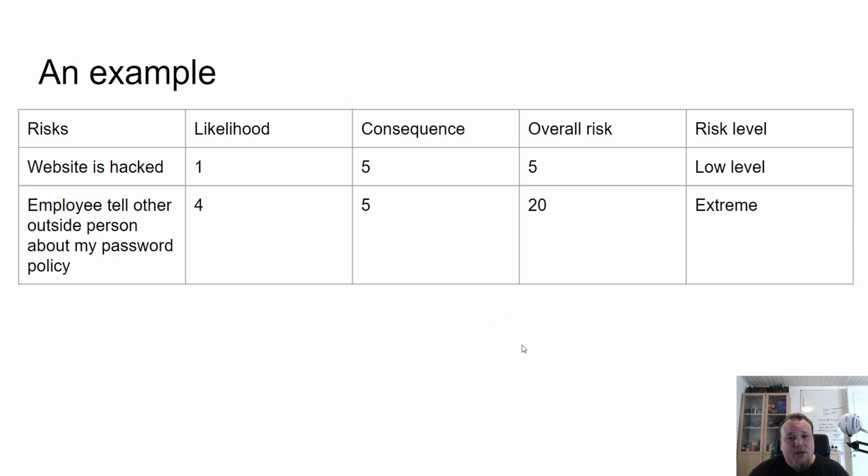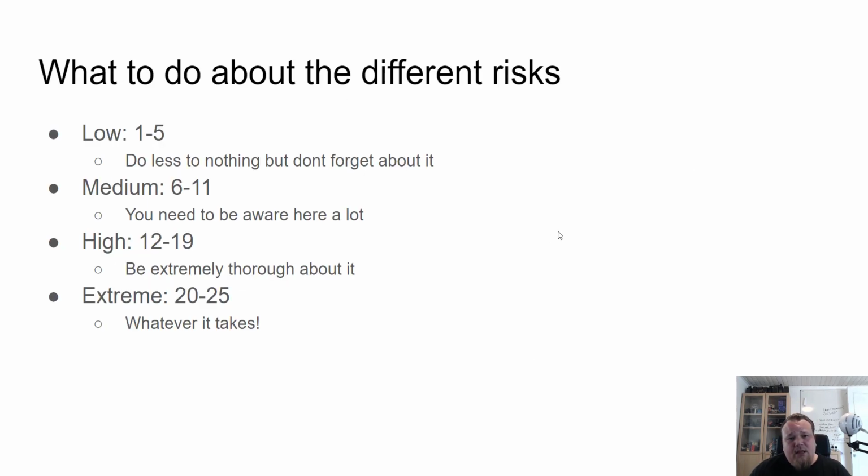Alright. So I created a small guide on how to deal with all the different kinds of risks you get, the overall risk. If it's 1 to 5, I would do little to nothing, but don't forget about it.